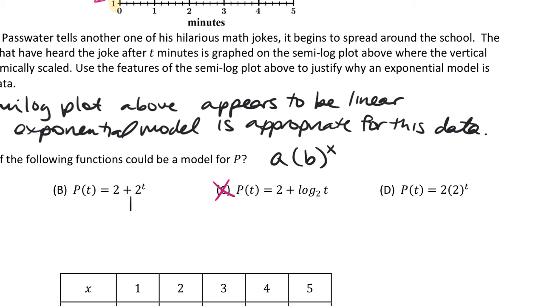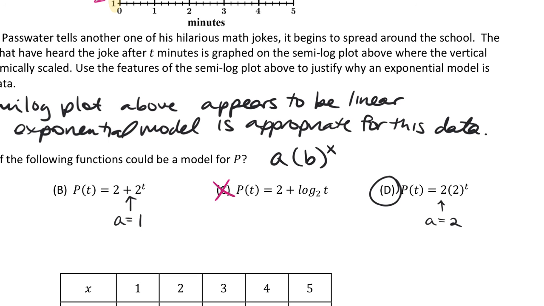A is your initial value. Out of these two options, out of b and d, which one has an a value of 2? D. What is this a value right here? Is there a number there? Which means the a value is 1. This one, we can see the a value is 2. So D is probably the exponential function that models this data.